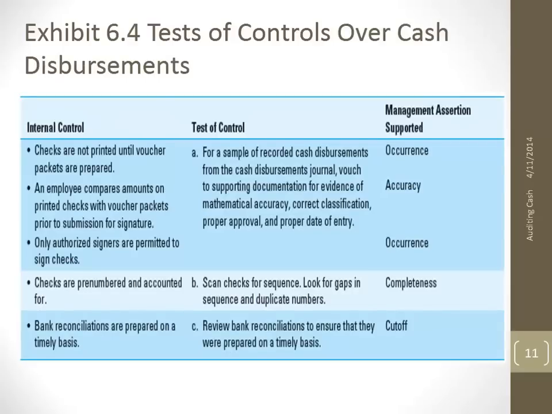Exhibit 6.4 looks at the same thing, but from the perspective of disbursements. You want to make sure the checks are not printed until voucher packets are prepared. Remember, the voucher packets include all of the documents necessary to support that disbursement. And that's occurrence, right? If you take a sample of cash disbursements, and you want to know that those are valid cash disbursements, you're going to tie those back to receiving reports, right? Because the receiving report tells you that you actually received the goods.